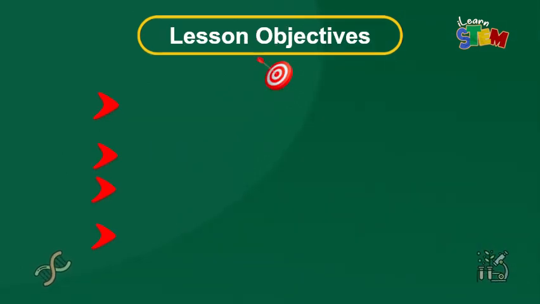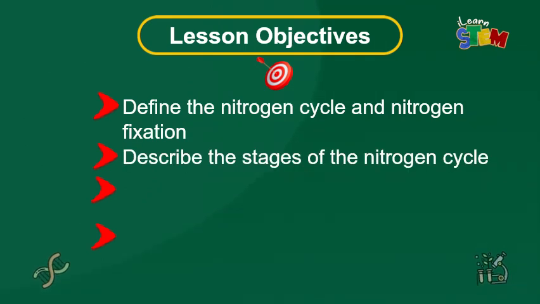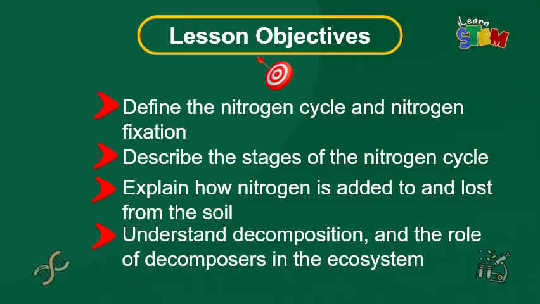By the end of today's lesson, you should be able to: 1. Define the nitrogen cycle and nitrogen fixation. 2. Describe the stages of the nitrogen cycle. 3. Explain how nitrogen is added to and lost from the soil. 4. Understand decomposition, including the role of decomposers in the ecosystem.